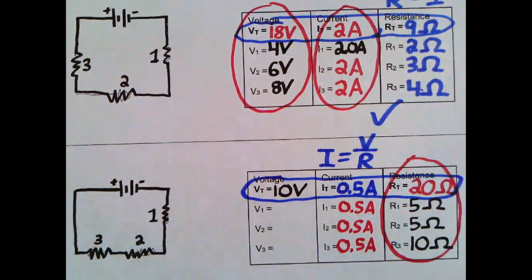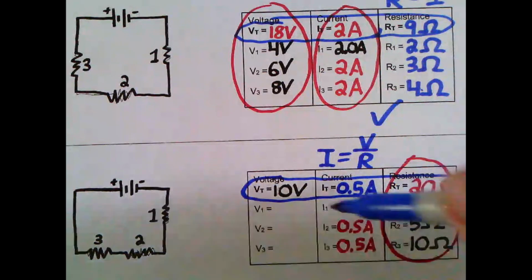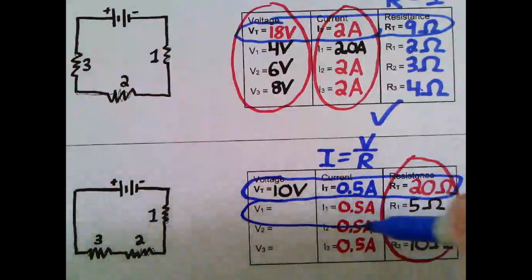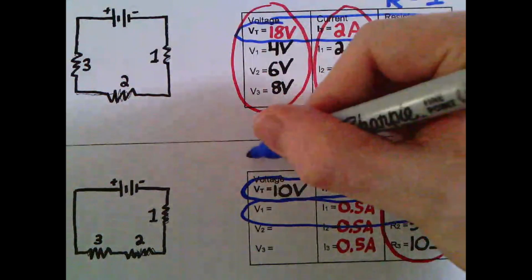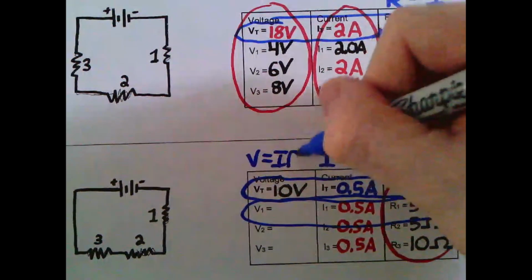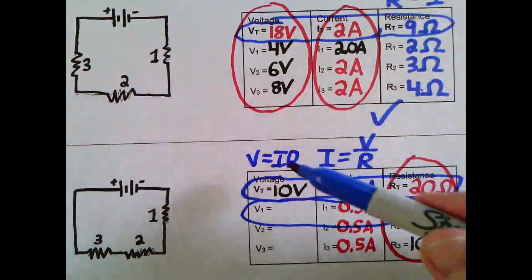The last bit we need to do is voltage. Again, for voltage, because the light bulbs are not identical, you can't just divide by 3. So we're going to use this rule of V equals I times R. That's why I said this is a really powerful formula.